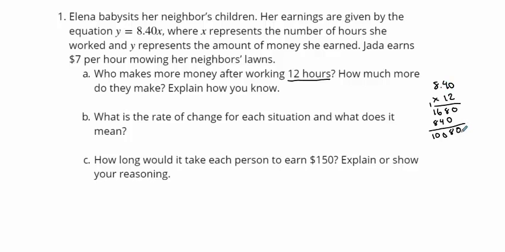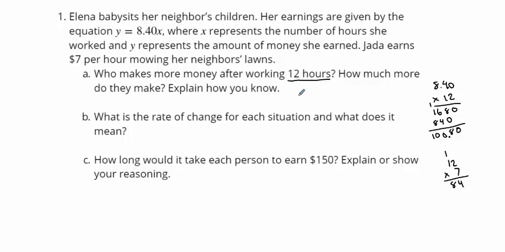And I have 2 decimal places, 1, 2. So after 12 hours, Elena makes $100.80. So let's check Jada. Jada makes $7 per hour, so I'm going to multiply 7 times 12. So Jada earns $84.